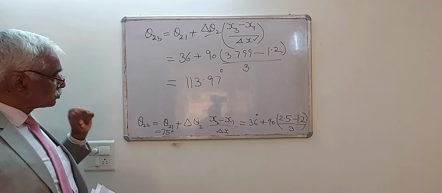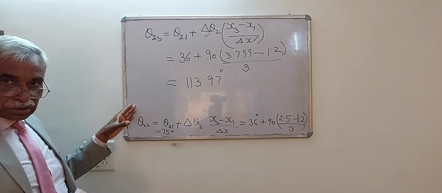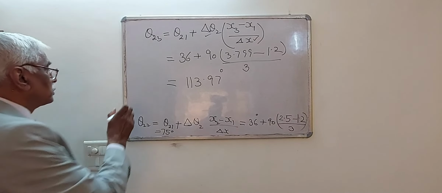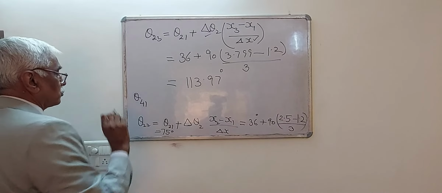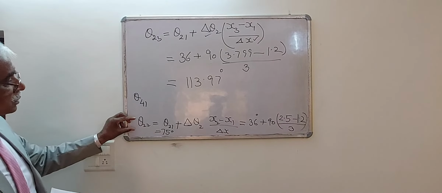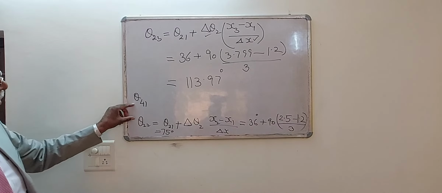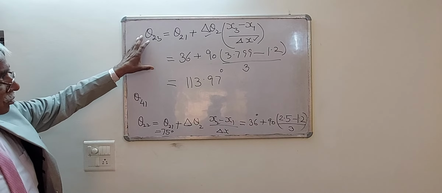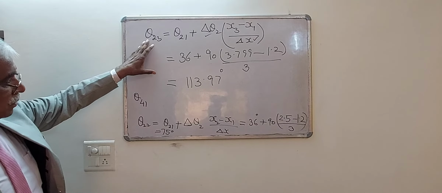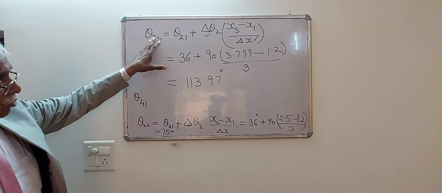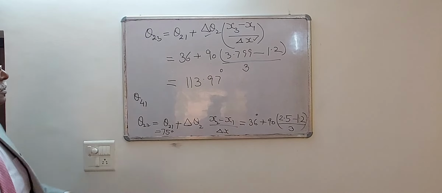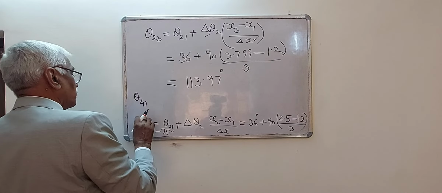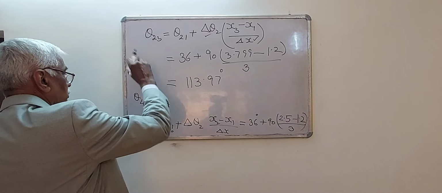Now I want to find the corresponding value of theta 21 in the output link, which will be theta 41. The corresponding value of theta 22 on the output link will be theta 42. And the corresponding value of the input link theta 23 on the output link will be theta 43. So I have to find the corresponding values to theta 21, theta 22 and theta 23 on the output link.